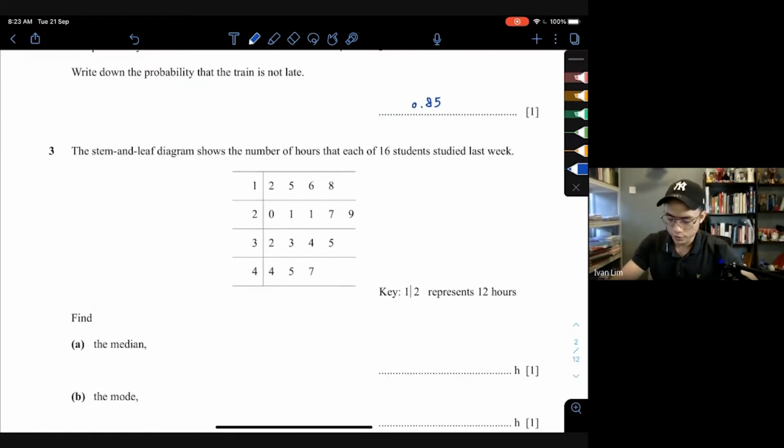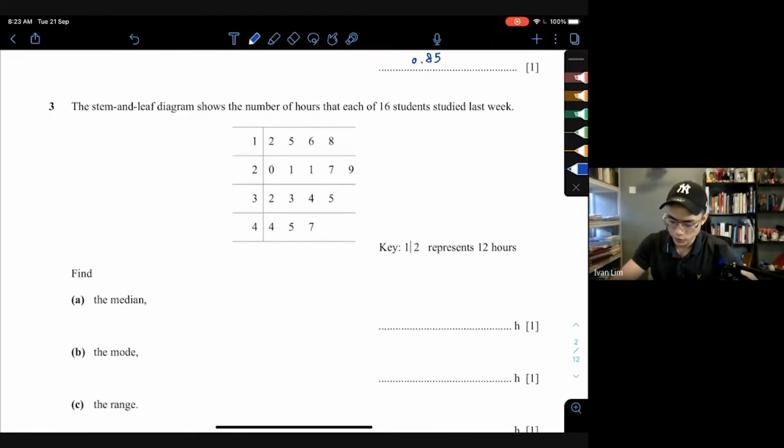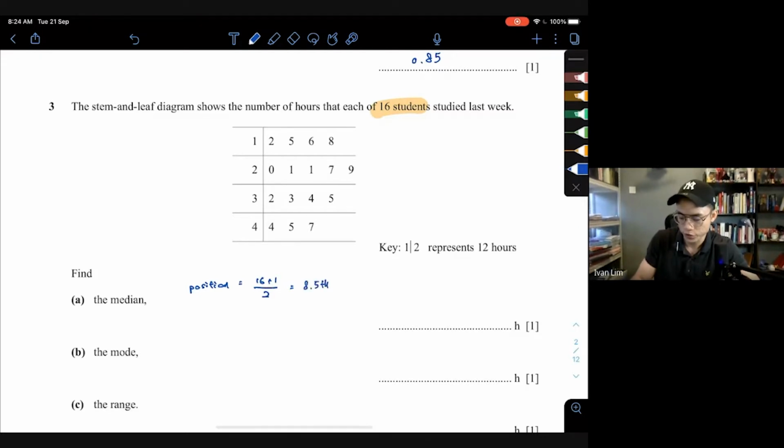A stem and leaf diagram shows the number of hours that each of 16 students studied last week. So we've got this stem and leaf diagram. Find the median. You've got to remember, for the median, number 1, find the position first, then the second step, only find the value. For position, whether it's even or odd, you add 1, then divide by 2. There are 16 students, so the position is 16 plus 1 divided by 2. So 17 divided by 2, you get the 8.5th position.